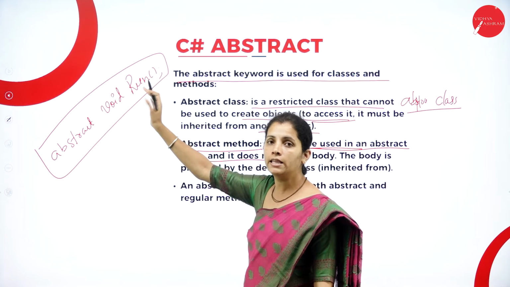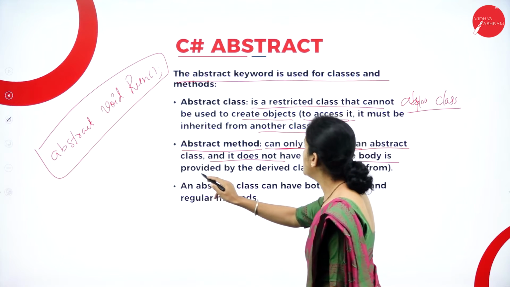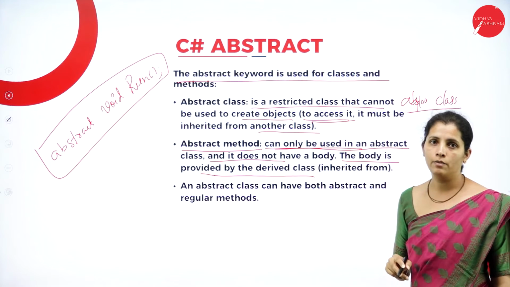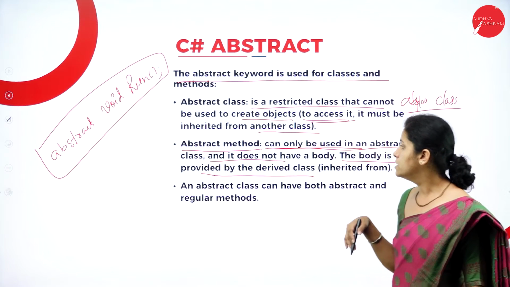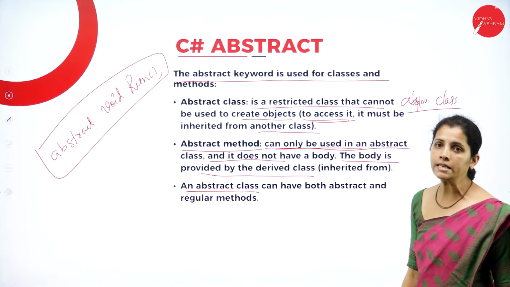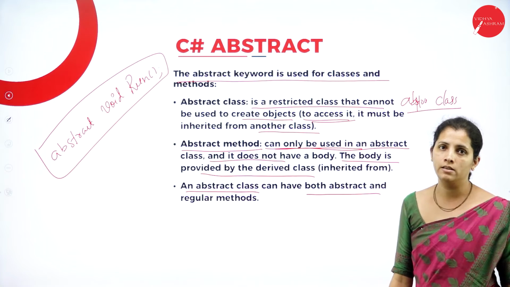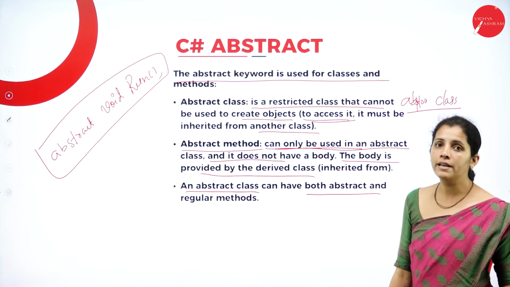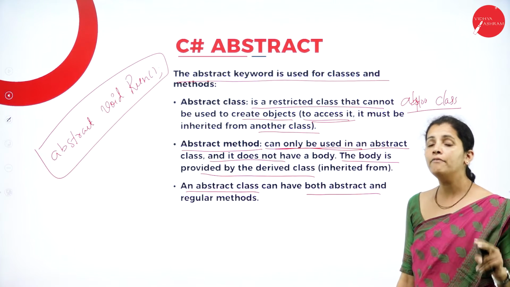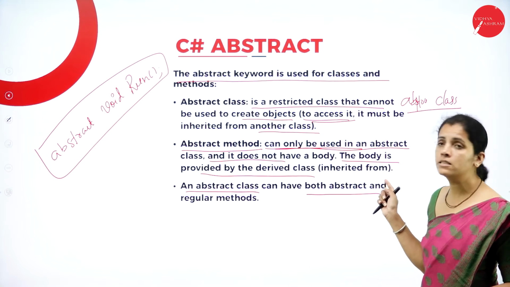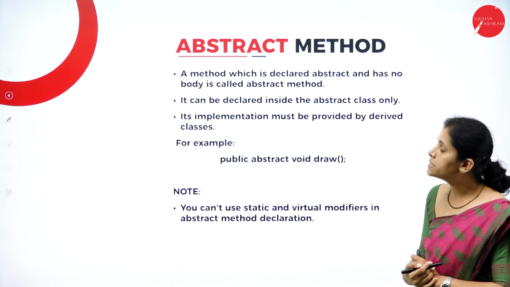And where I'm going to write the body in my derived class. So the body is provided by the derived class, where I'm going to write the body of this method in my derived class. So an abstract class can have both abstract and regular methods. That means, suppose I define my class as abstract, then I can have abstract methods as well as regular methods.